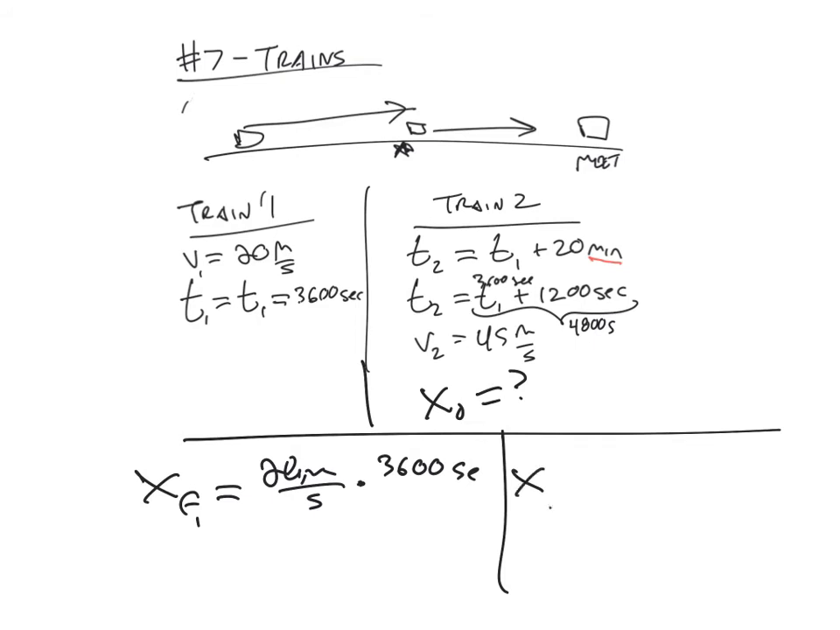Do we have a final position equation for train 2? It's 45 meters per second times 4,800 seconds. Plus what? How far away was it when it first started? Oh, plus XO. That's the equation that we always use. That's your y-intercept, right?